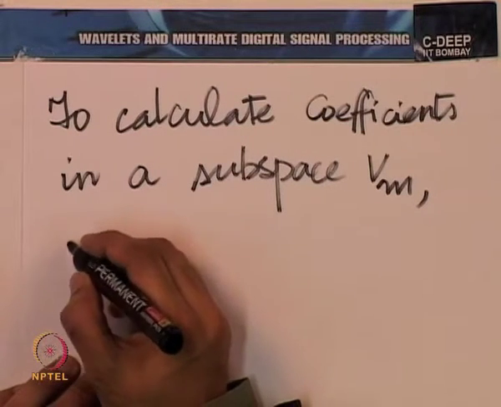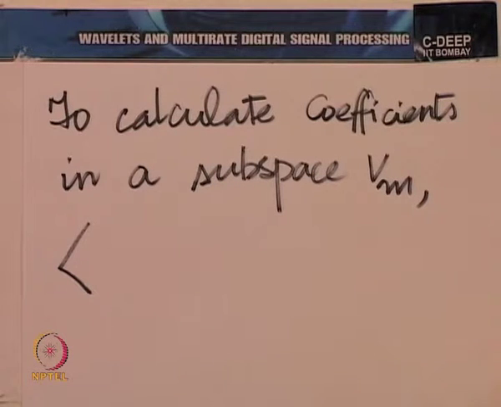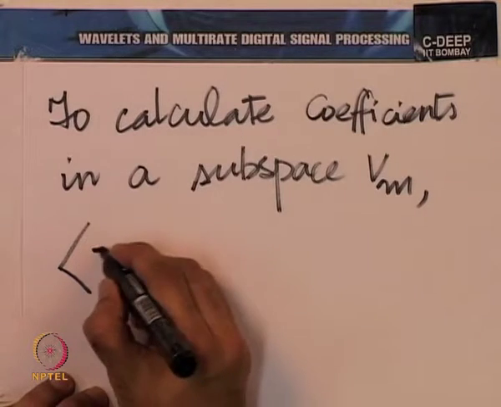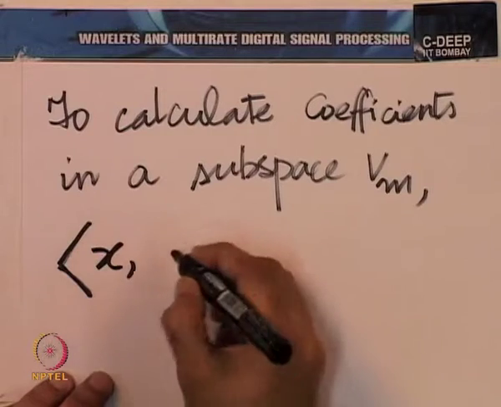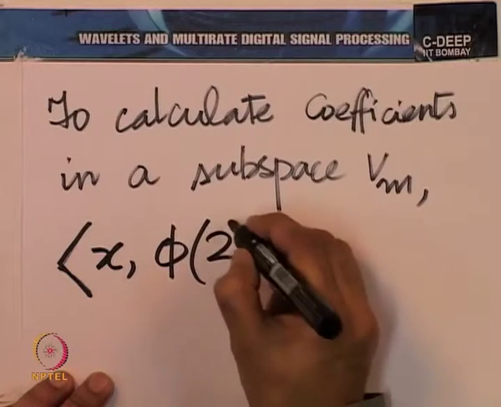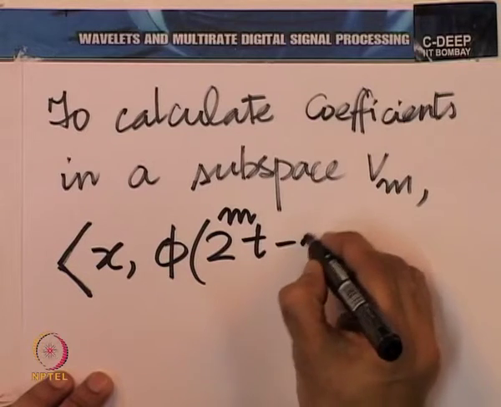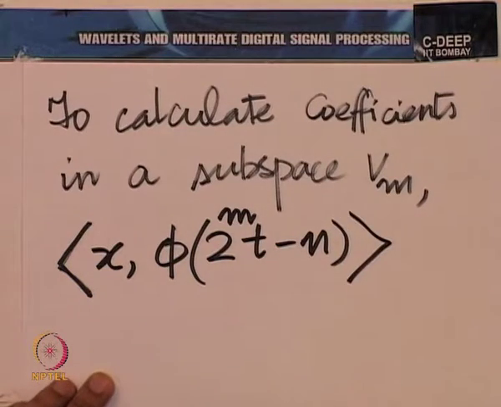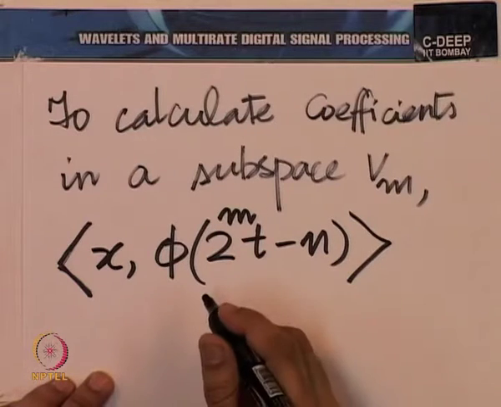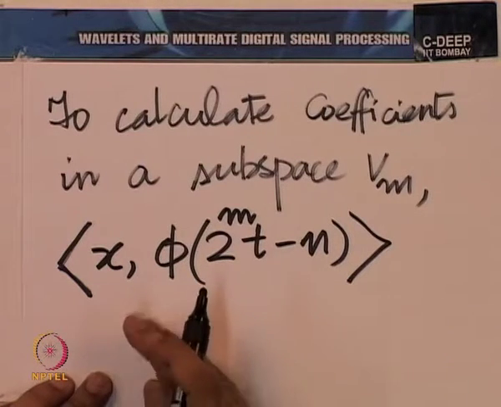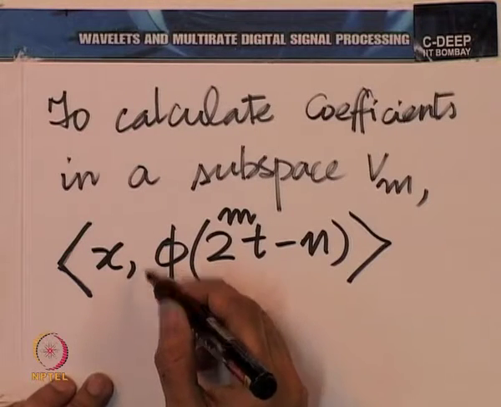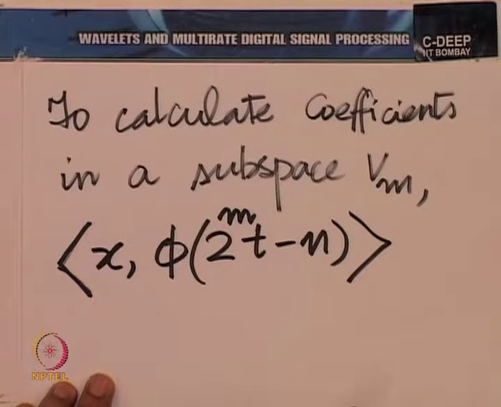We are taking an inner product, namely the inner product of an x with phi 2 raised to the power of m t minus n. Remember, there is of course a normalization here. So, if you want to work with an orthonormal basis, then it should not quite be phi 2 raised to the power of m t minus n. One must normalize it to make it unit norm.